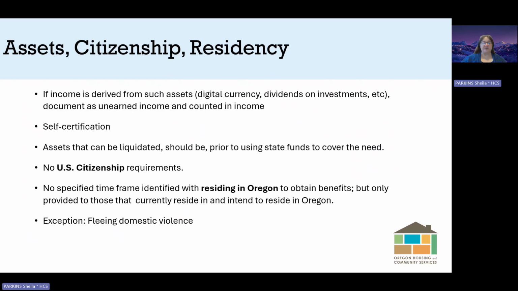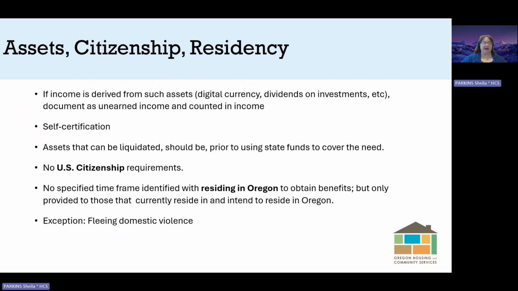While these programs also do not have any specified time frame identified as to how long they must have lived in Oregon prior to requesting benefits, to obtain OHCS program benefits and services, they must currently reside in Oregon, and they should intend to reside in Oregon for the remainder. The one exception to this rule is when a client is actively fleeing domestic violence and funds are used to relocate the client to another state that is safe.